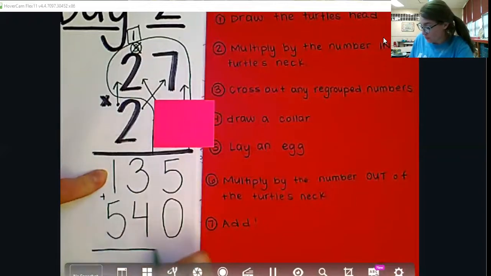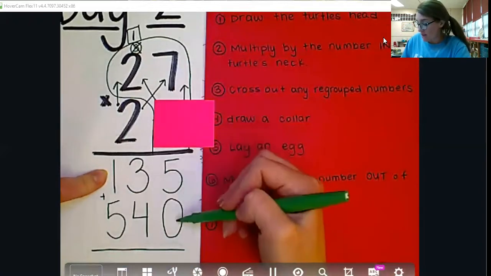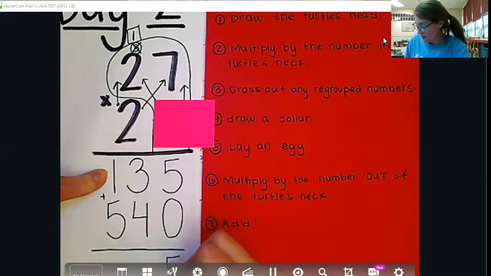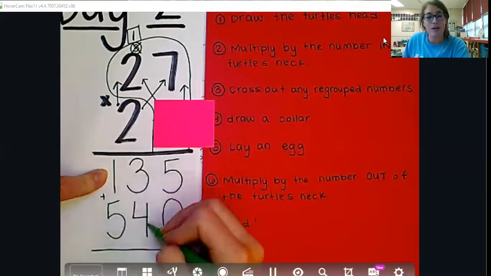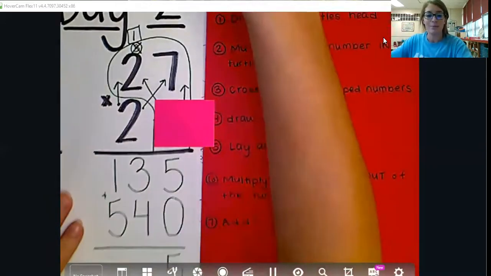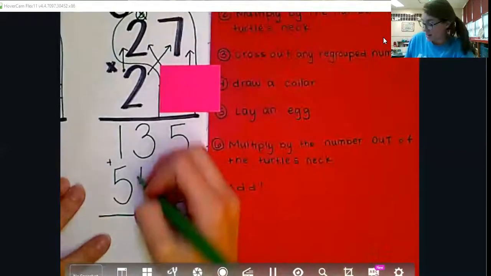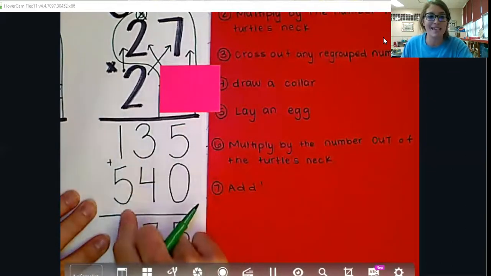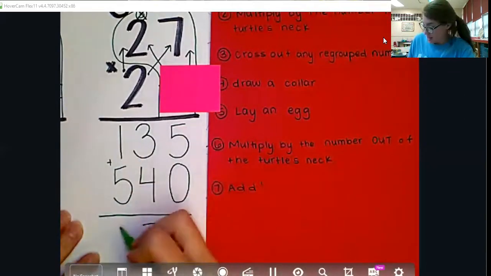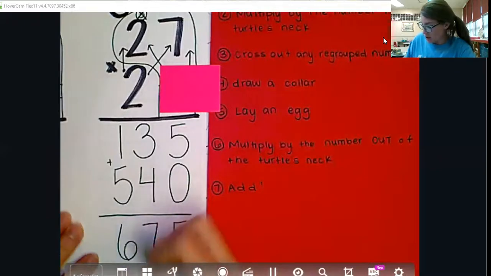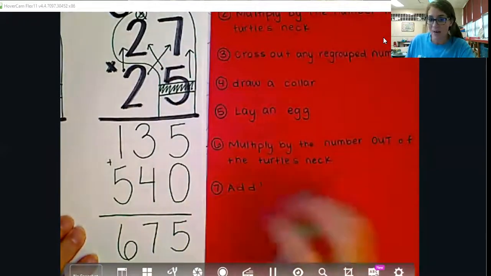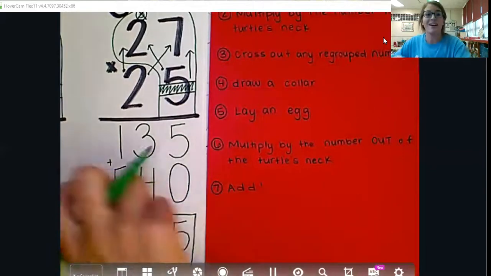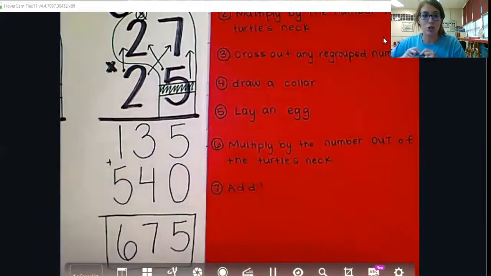Okay, so we've got 5 plus 0, which is 5. Very good. 3 plus 4. Oh, move that up so y'all can actually see it, right? 3 plus 4 is 7. Very good. And then 1 plus 5 is 6. Great job. So 27 times 25 is 675.